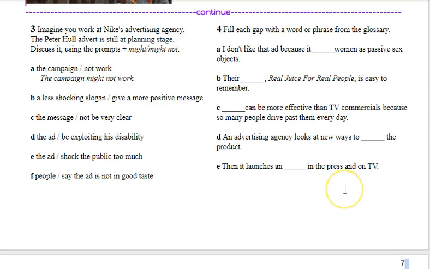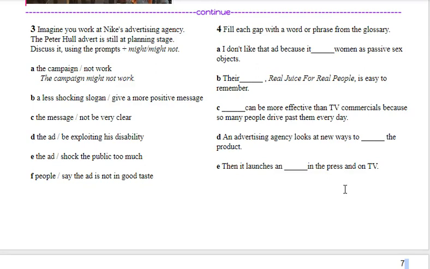Imagine you work at a Nike advertising agency. The Peter Hall advert is still at planning stage. Discuss it using the prompts.